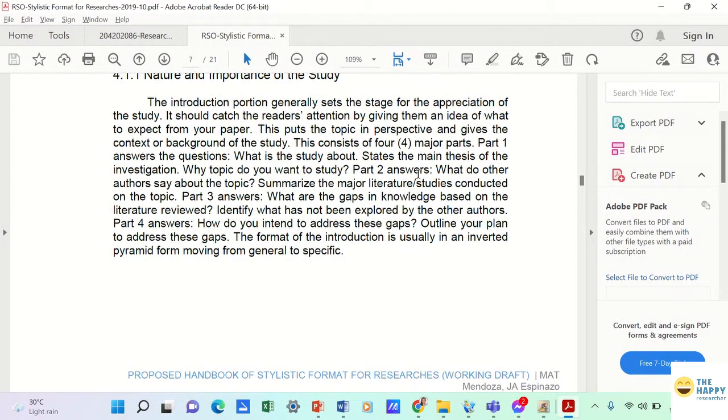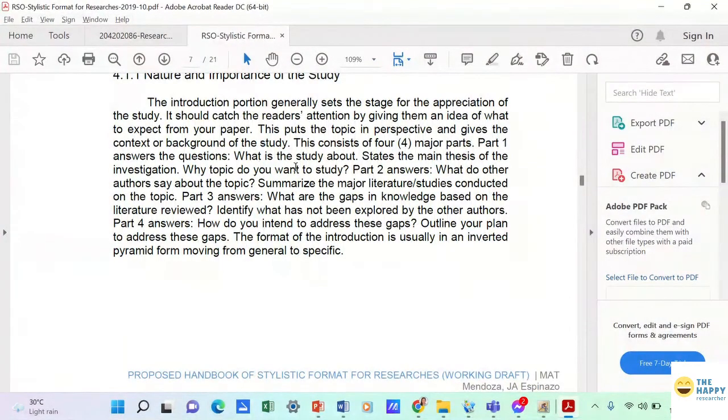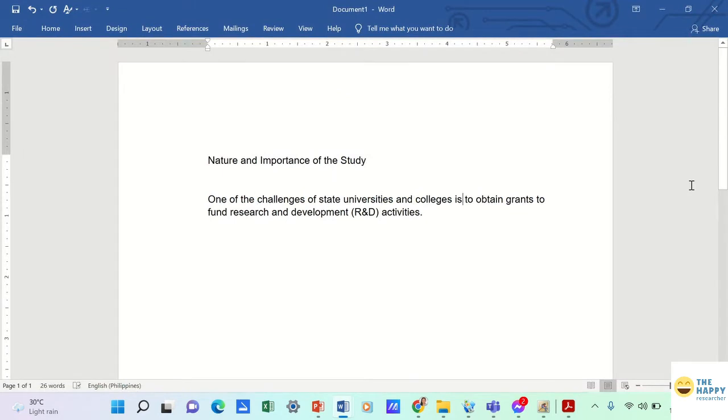in our stylistic format. The first will establish your main thesis, while the second will try to summarize all the literature, both negative and positive, about the topic that you want to delve on. And the third is trying to establish the gaps in your study. Why are you going to conduct the study? Where is the problem? Where is the dilemma?